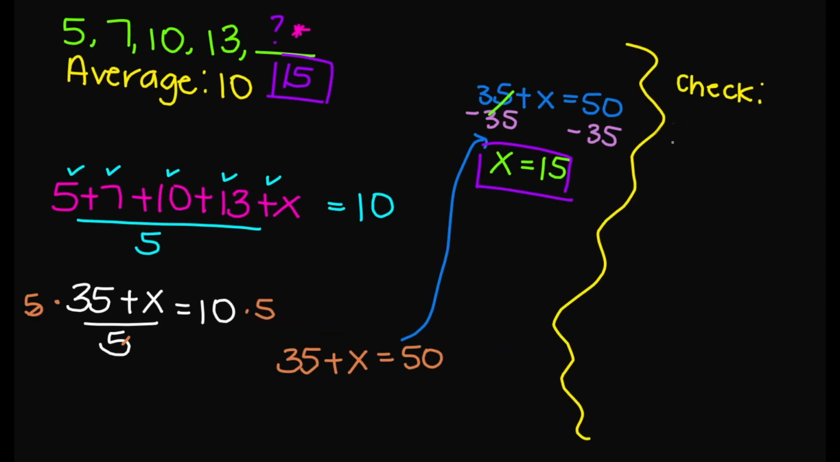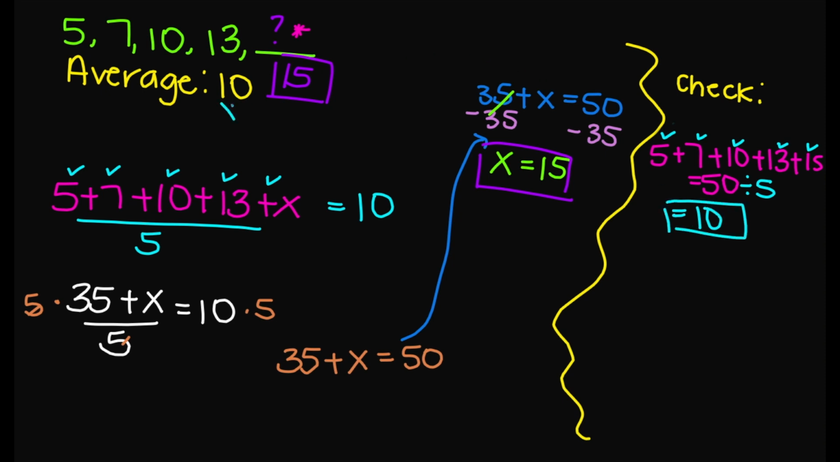So we're going to check our work. I'm going to add 5 plus 7 plus 10 plus 13 plus 15. When I add all these together, I'm going to get 50 as my answer. Now we're going to divide 50 by the number of items I have. So 1, 2, 3, 4, 5. 50 divided by 5 is going to equal 10. So your average here is 10, which is the same average we received here. So I know my missing value of 15 is the correct answer.